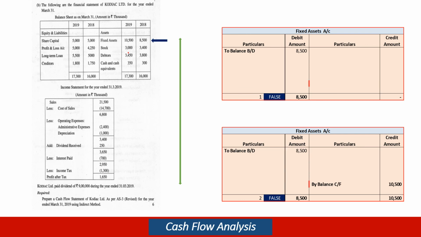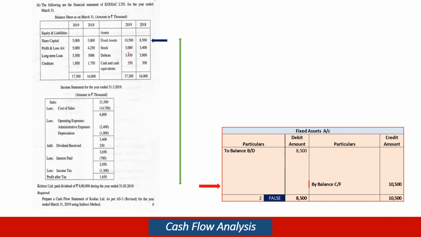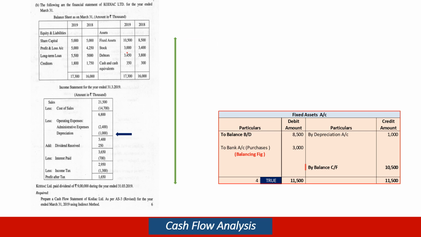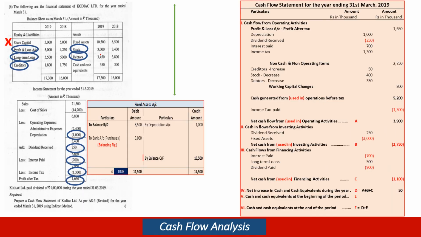Then we have got fixed assets. Opening balance of 8,500. Closing balance of 10,500. We post it. Then we have got a depreciation of 1,000. Show it in that account. Depreciation posted. Then the account looks like this. There is a difference. 11,500 minus 8,500 means we have purchased fixed assets during the year 3,000, which is a cash outflow. Go to your cash flow statement. Take this account. Post the balancing 3,000 as assets purchased. It is an outflow.